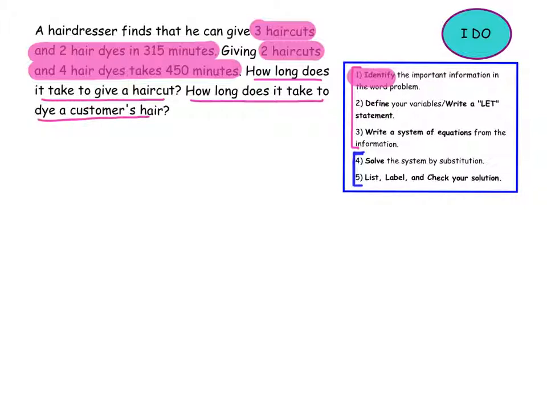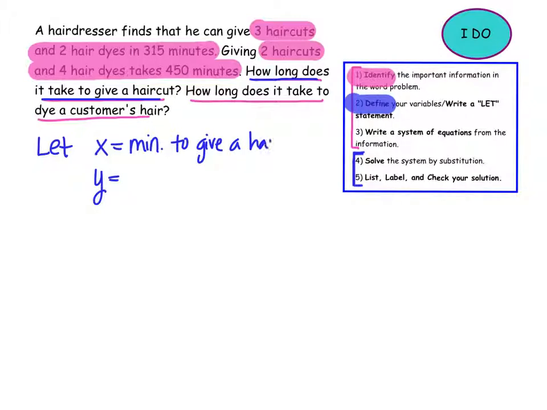And so remember, step 2, after we read our problem and figure out what's important, we have to define our variables. And remember, when we define our variables, we write that let statement. So let x equals, let y equals. x and y are going to be our unknowns, because remember, a variable is something that's unknown. So we have to think about what we don't know. We don't know how long it takes to give a haircut. So x is going to be the minutes to give a haircut, because that's something we don't know.